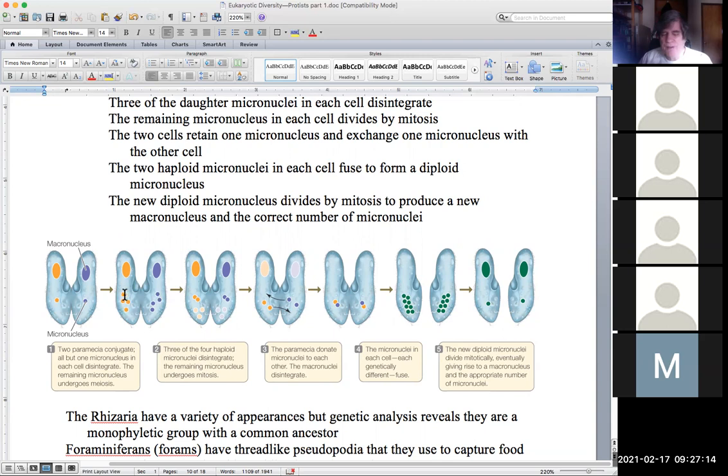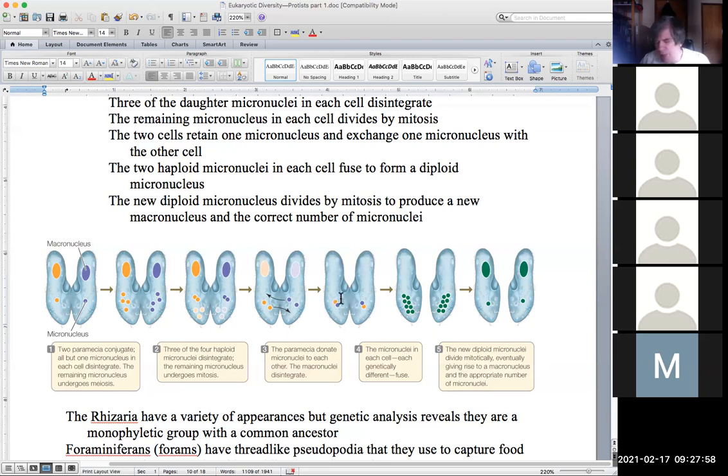Once that happens, the remaining micronucleus goes through mitosis. The remaining purple micronucleus goes through mitosis. So now we have 2 little genetically identical haploid orange micronuclei. We have 2 genetically identical purple micronuclei over here. Now this is where our gene transfer comes in. One orange micronucleus goes from the cell on the left to the cell on the right. One purple micronucleus moves from the cell on the right to the cell on the left.